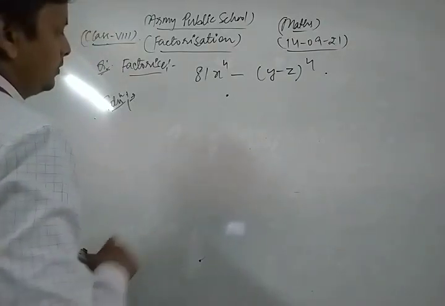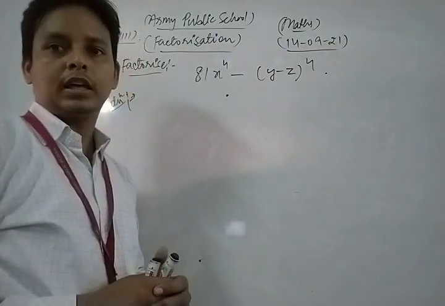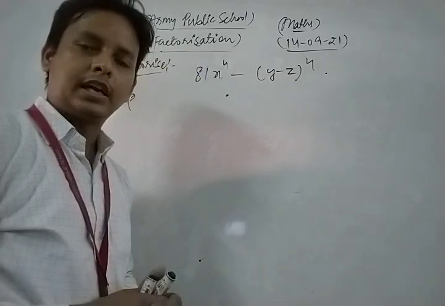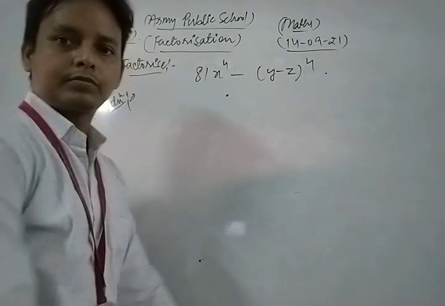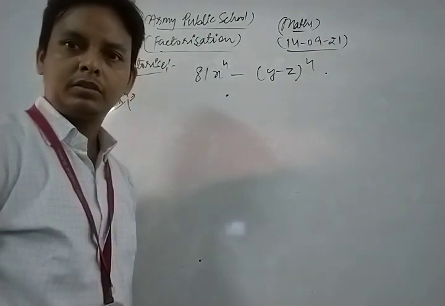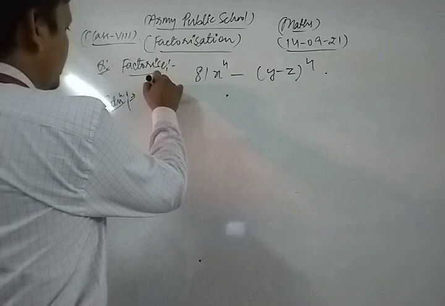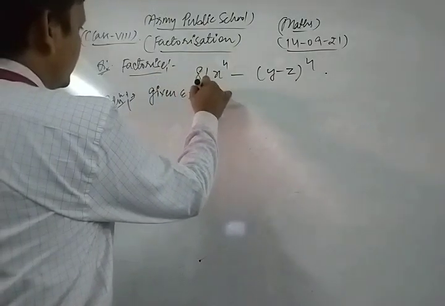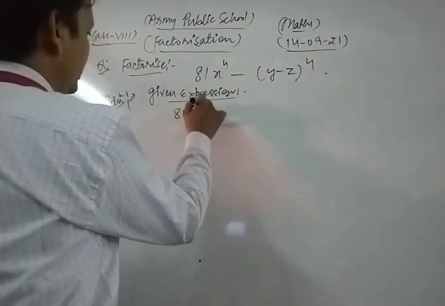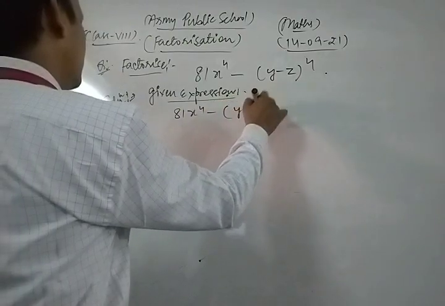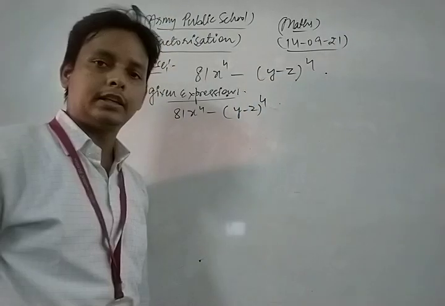Dear students, first of all, we arrange it on the identity. Now look, this is 81 x to the power 4. First of all we write the given expression: 81 x to the power 4 minus (y minus z) to the power 4. So, first of all, we arrange it based on the identity.